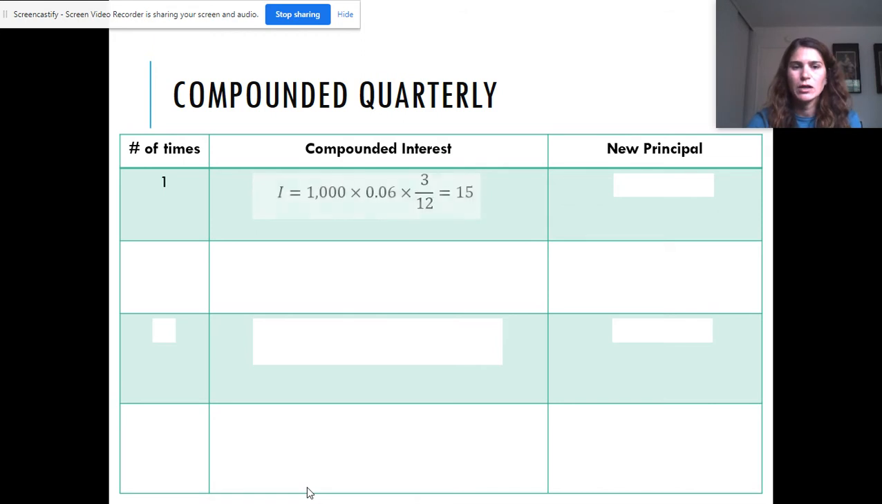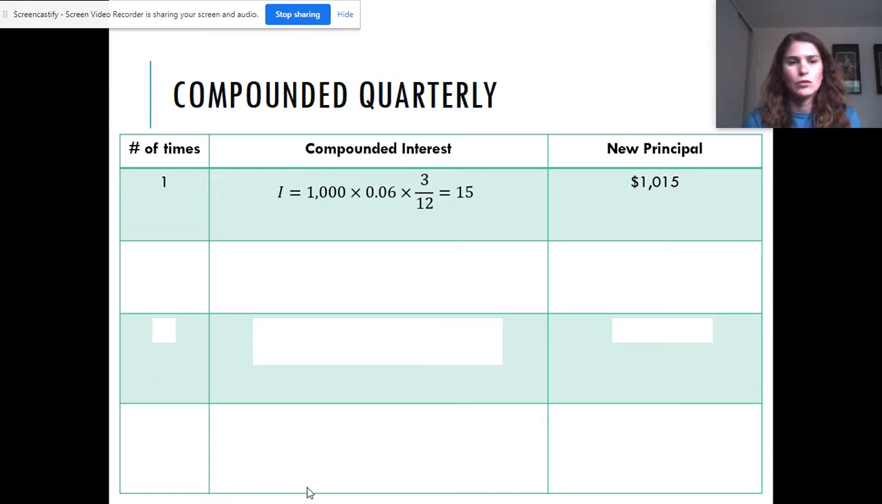So our first time, we're going to compound it using our simple interest formula. I equals P, the principal of 1,000, times our interest rate of 0.06, and then it's every 3 months out of the year, so that we get to do our interest calculation 4 times. So 3 out of 12. Again, on your calculator, 1,000 times 0.06 times 3. Hit enter, then divide by 12, and that will get you 15. We're going to add that $15 to our original principal of $1,000, making it $1,015.